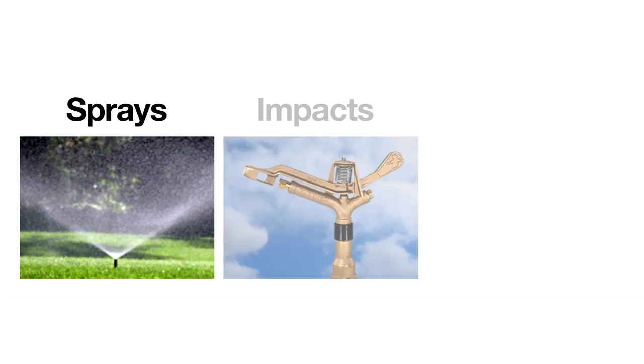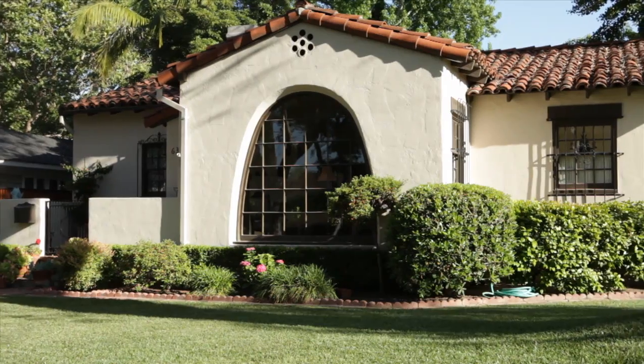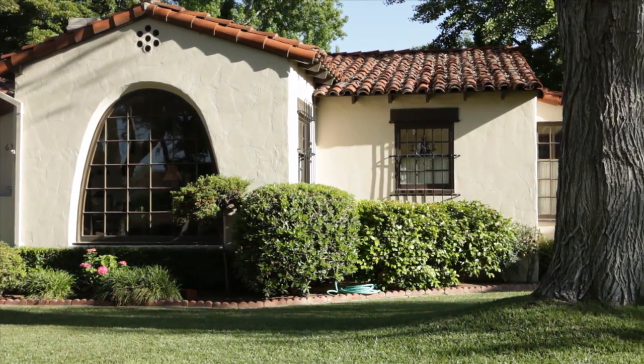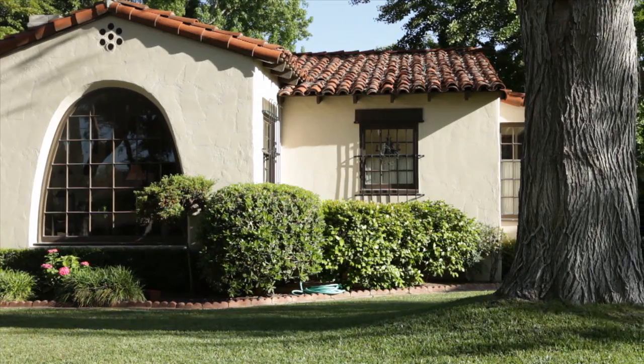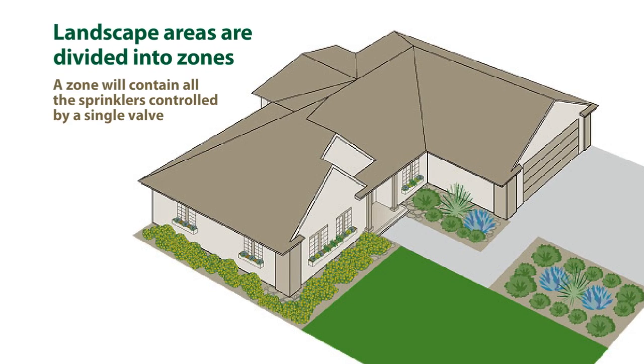By the way, the Runtime Calculator software works whether your irrigation system uses standard sprays, impacts, or rotors, but it's not for use with drip irrigation. Before we start, it's a good idea to walk around your yard and make sure you know which areas of your landscape are watered by each zone in your irrigation system. Each zone consists of all the sprinklers connected to a specific valve.